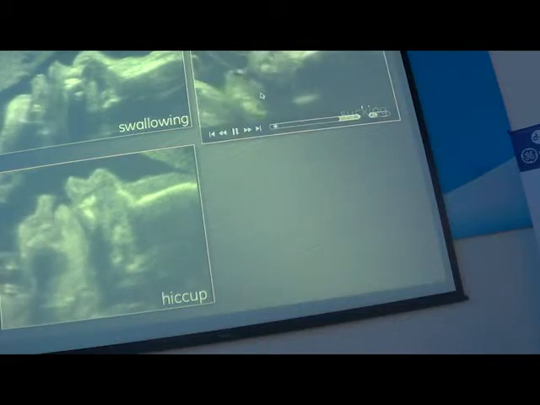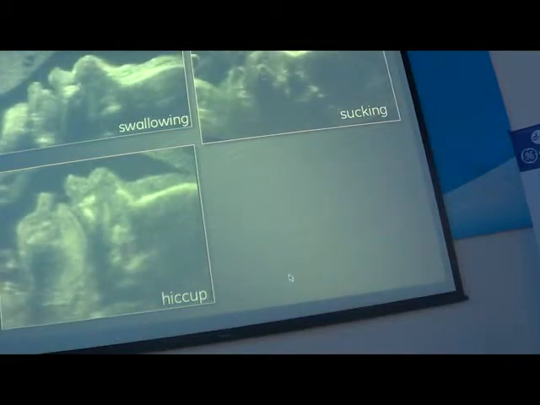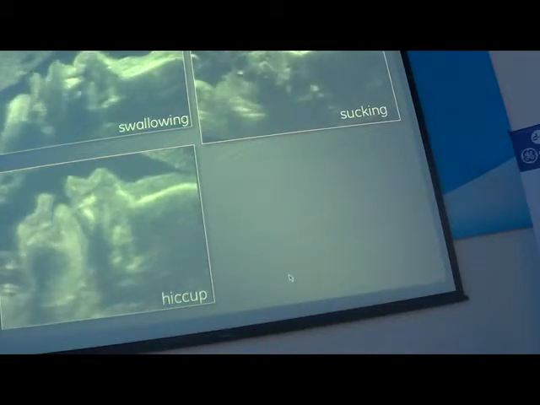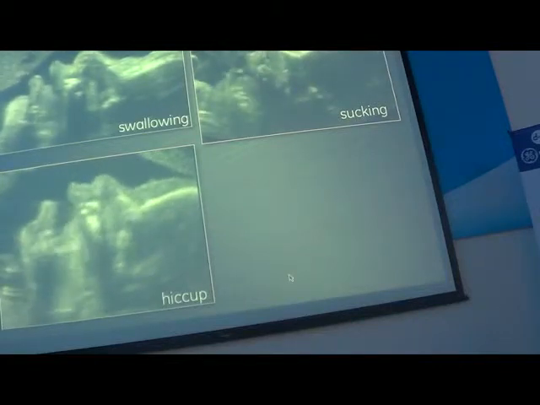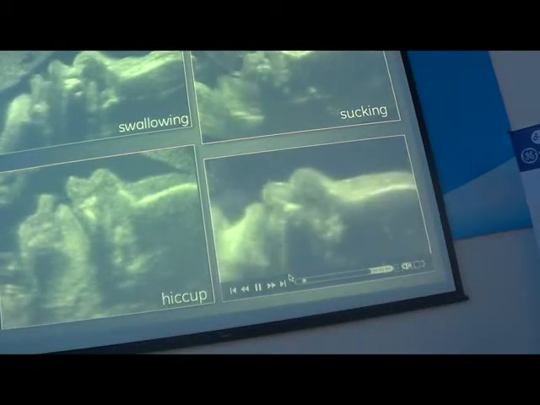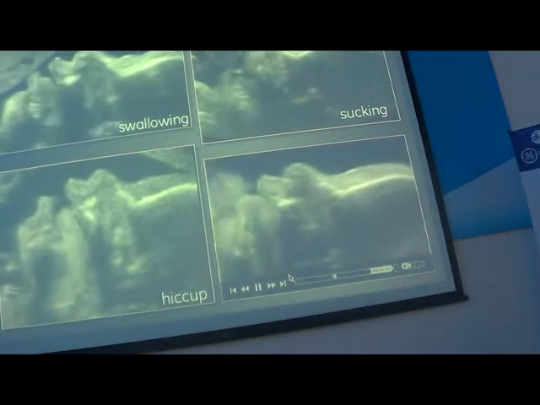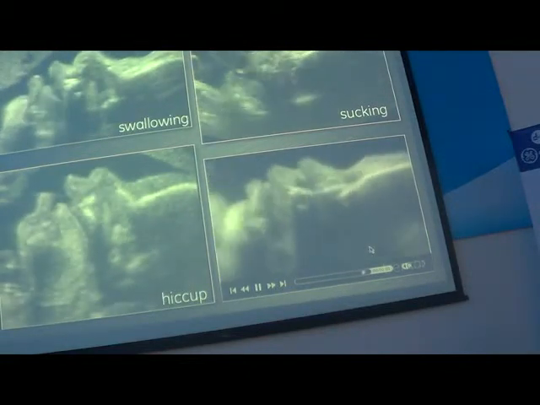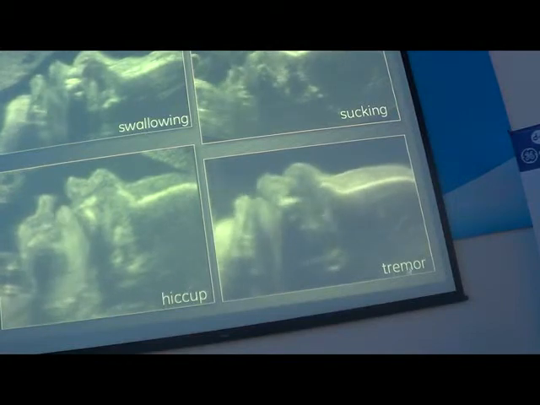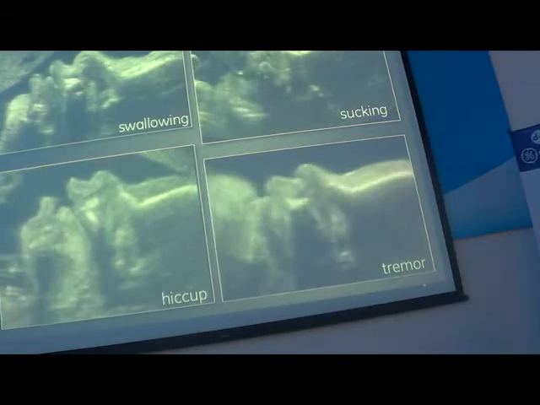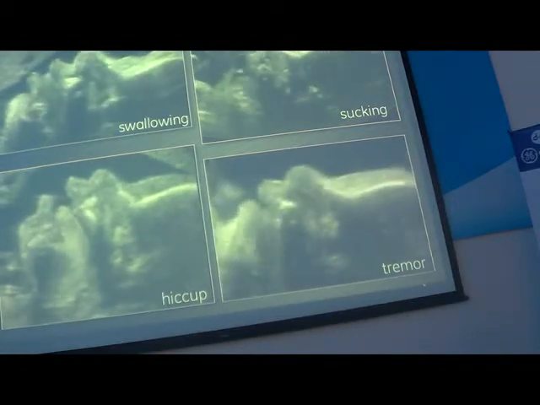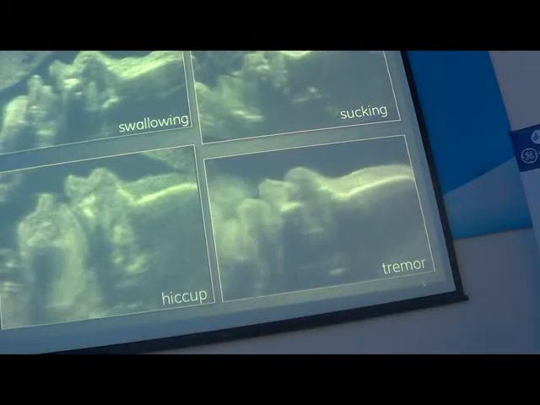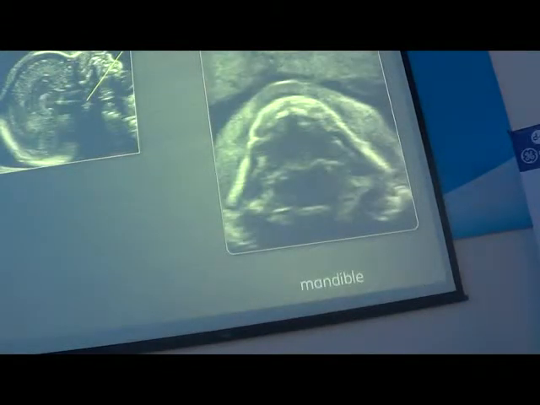And this one is sucking his umbilical cord. And this one was an abnormal baby with a brain damage, but with abnormal movement with tremor. Now we move down. This is a section of the mandible.